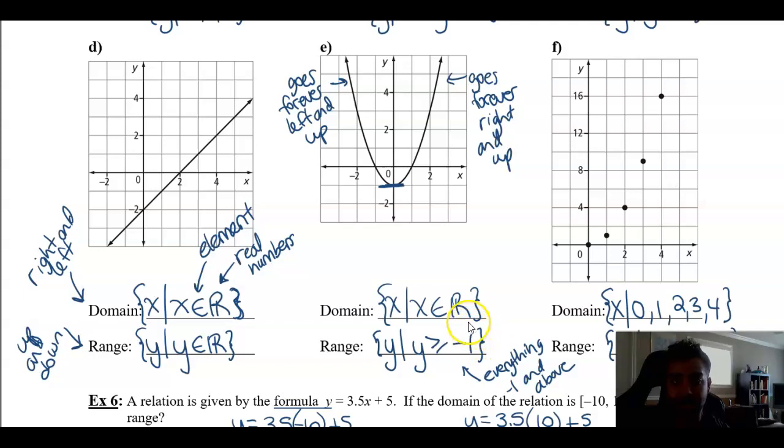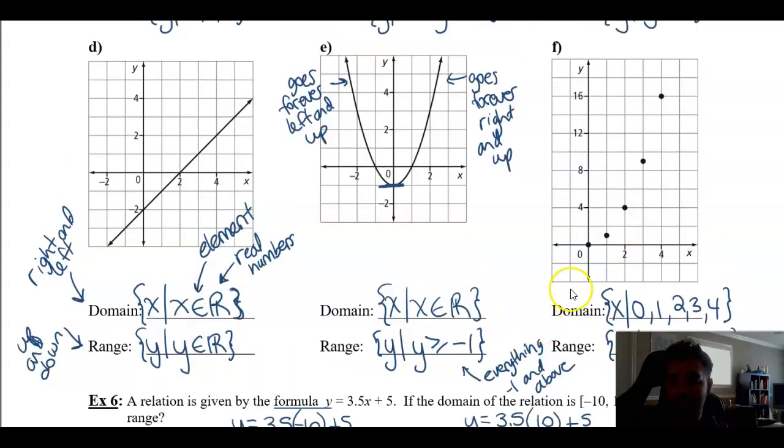So -1 and everything above. And you can see on the left here, we'll go back and do this example, but when you're doing it, you can see that now it's going to the right forever, left forever, down forever, and up forever. So that's why the domain and range is all real numbers for both examples.